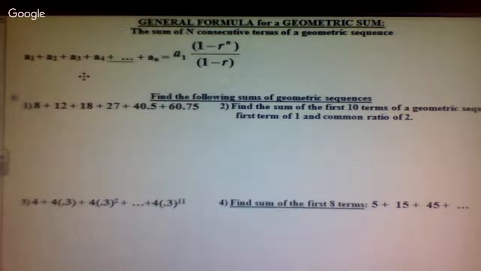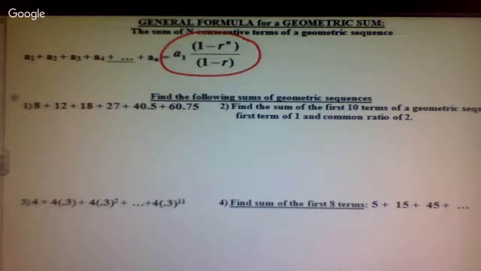Okay. So, yesterday you were taught how to find any number along a geometric sequence. We also have a formula for how to take all those numbers and add them all up. So that formula is reflected here.